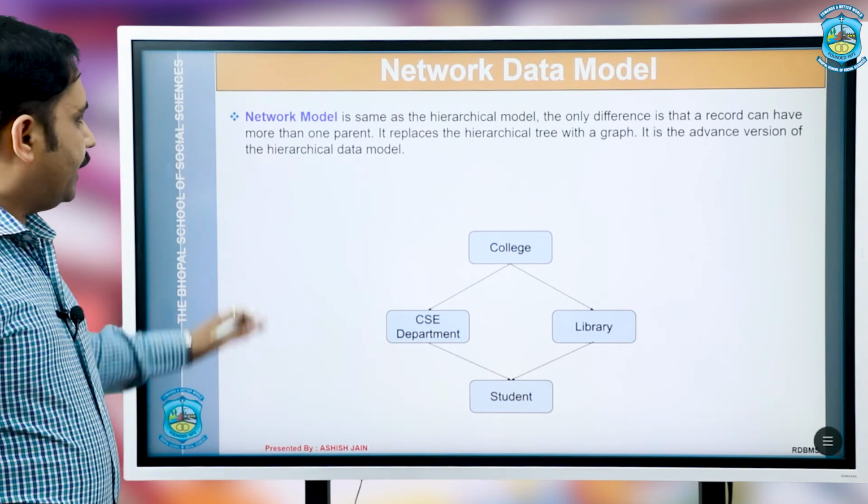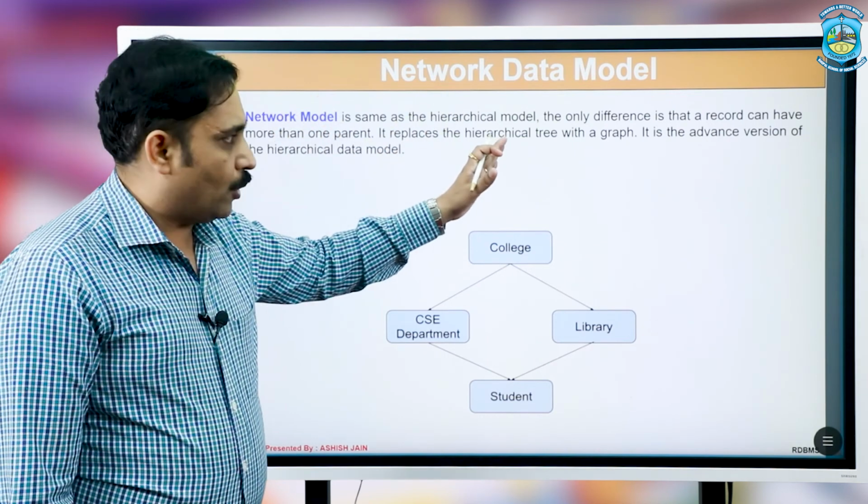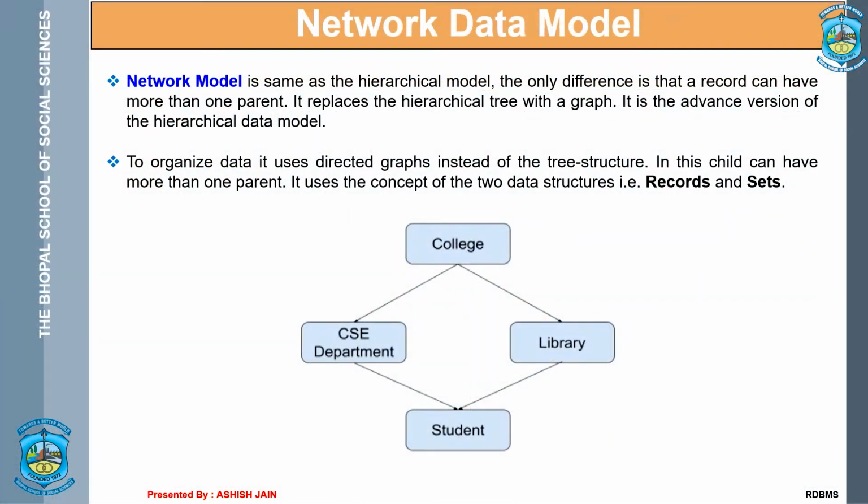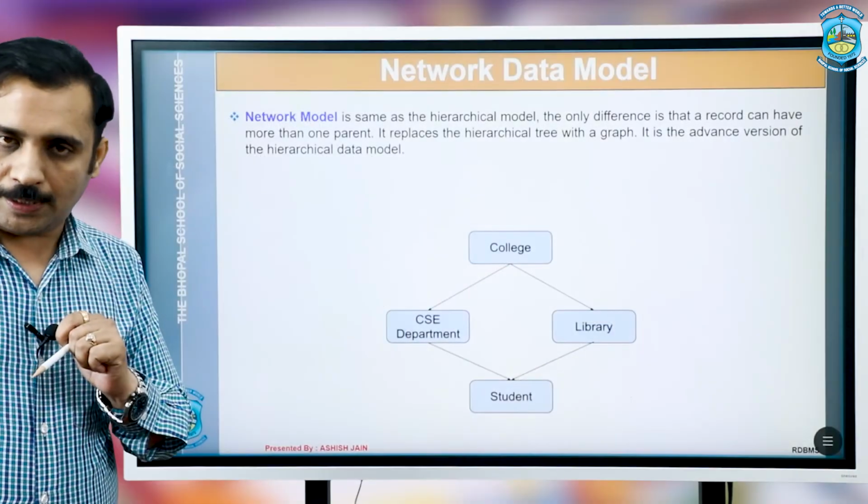So the network model is the same as the hierarchical model, the only difference is that a record may have more than one parent, as I have mentioned earlier, and it replaces the hierarchical tree with a graph. So instead of a tree, we are using a graph. The difference between tree and graph is that a graph can have a closed loop, but a tree cannot. You can have more than one way to reach a particular node, but in a tree there is only one way to reach a particular node, right?